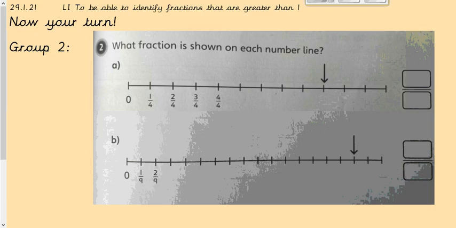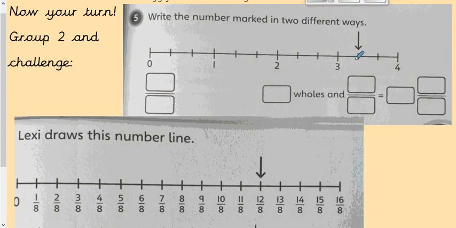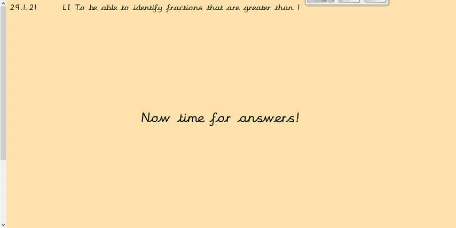And then group 2, this is your first question. And this is your second one, don't know why I said third. And then this is your third question. And the challenge, if you want to have a challenge. Make sure you come back to the video afterwards because we'll be going through the answers at the end.